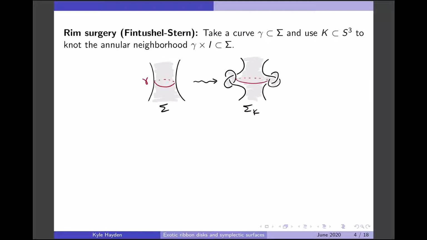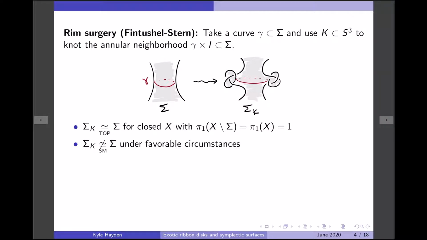Now, topologically, we can guarantee that Sigma_K is topologically isotopic to Sigma whenever X is closed and simply connected, and the complement of Sigma is simply connected as well. Okay? But that's only half the battle. We need to know if Sigma is smoothly isotopic to Sigma_K or not. And under favorable circumstances, we can show that it's not. And these conditions are broad enough to produce lots of interesting examples.